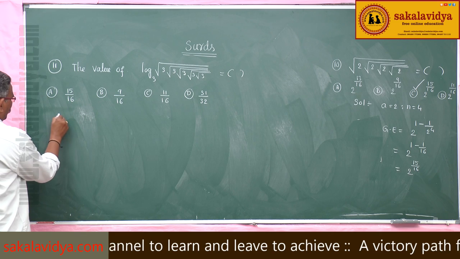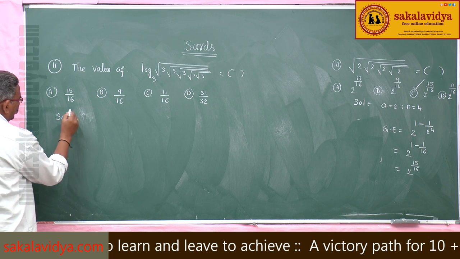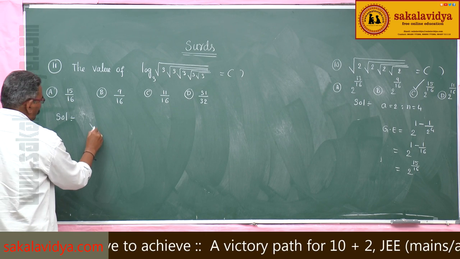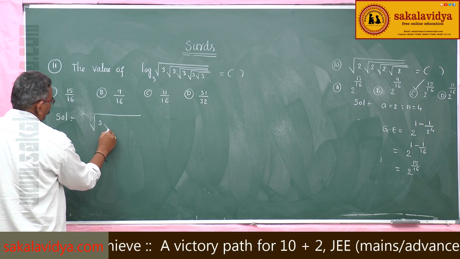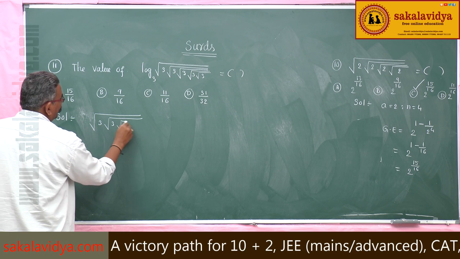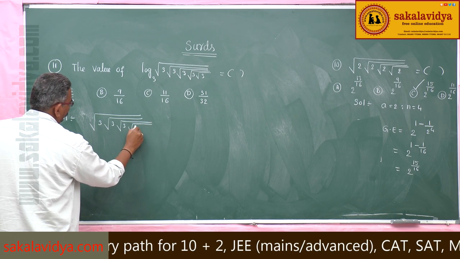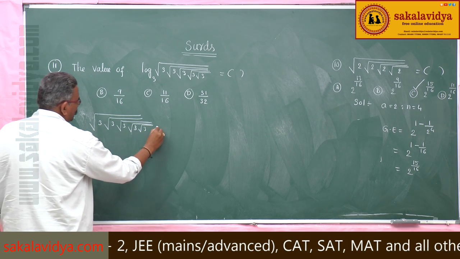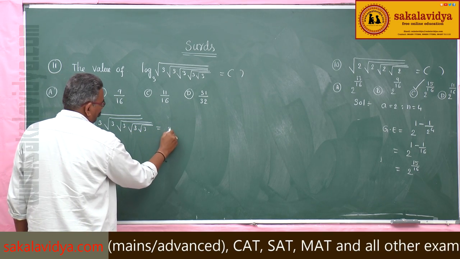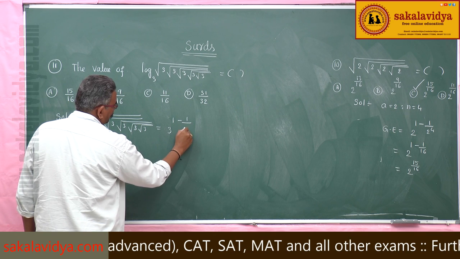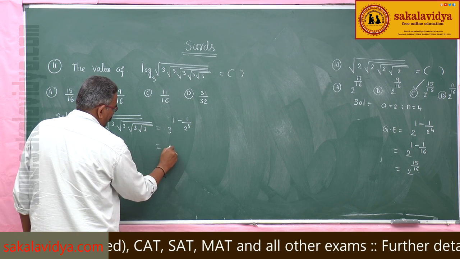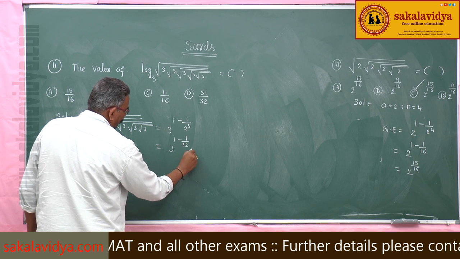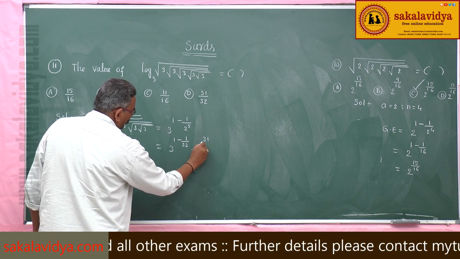So now here we know this value. Root of 3, root of 3, root of 3, and root of 3. See 1, 2, 3, 4, 5 times. That means 3 to the power of 1 minus 1 by 2 to the power of 5. This will be 3 to the power of 1 minus 1 by 32. 3 to the power of 31 by 32.